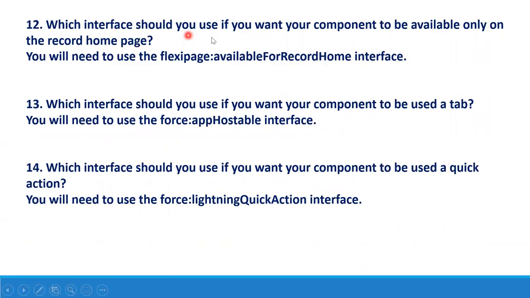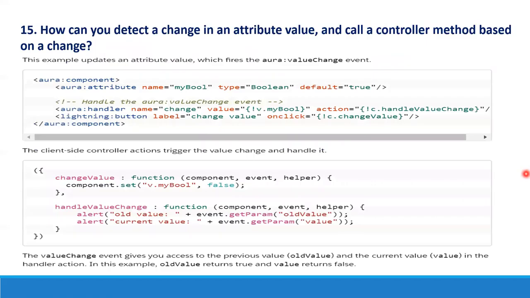Which interface should we use if we want the component to be available for the record home page? Just now we discussed, available for record home. For a tab, which interface do we have to use? force:appHostable. For quick actions, lightning:quickAction, like in the quick actions interface.